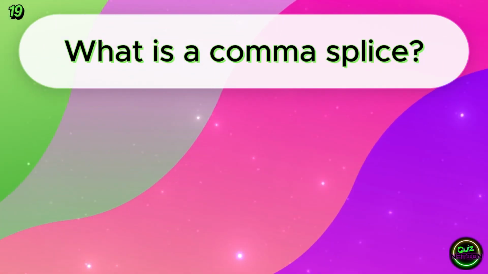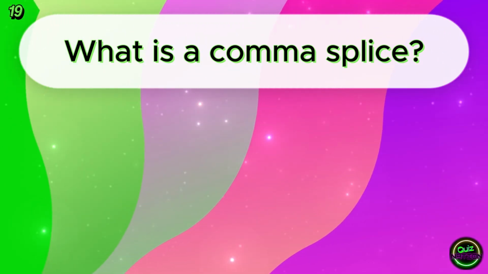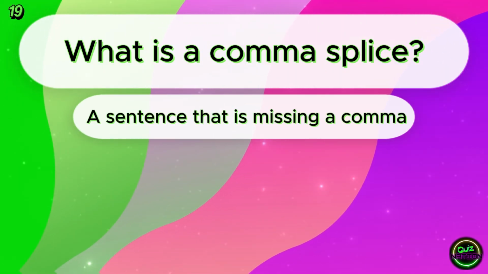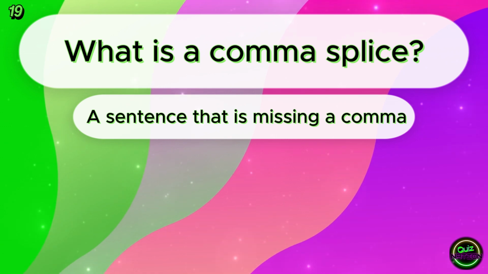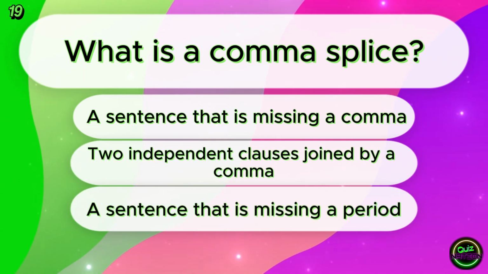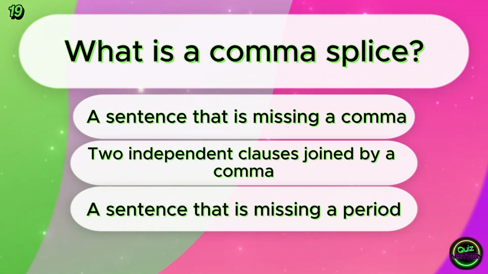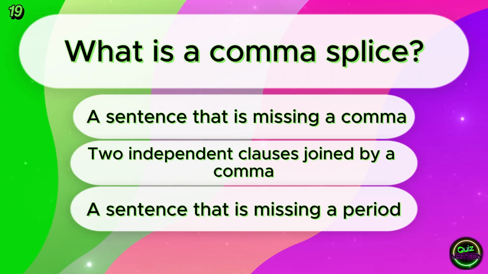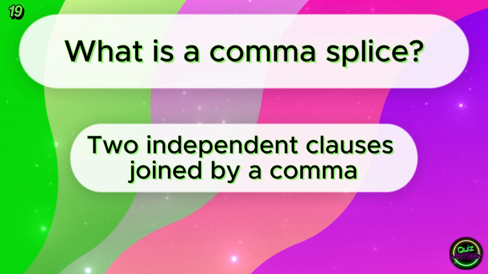What is a comma splice? A sentence that is missing a comma. Two independent clauses joined by a comma. A sentence that is missing a period. The answer: two independent clauses joined by a comma.